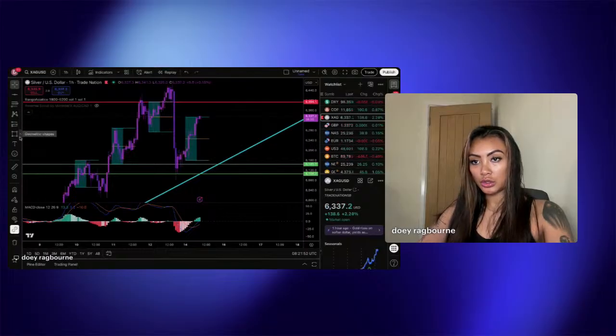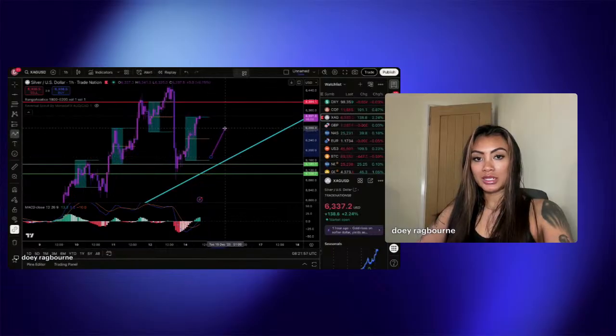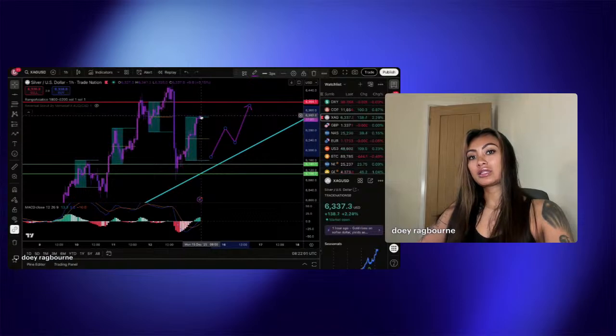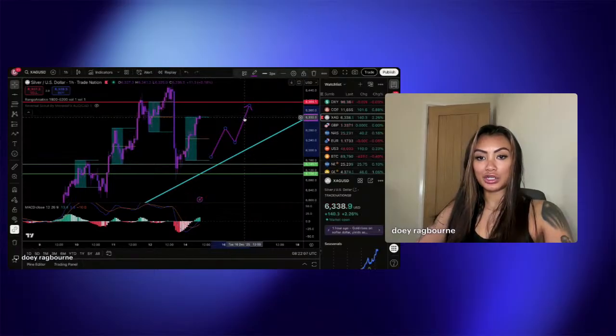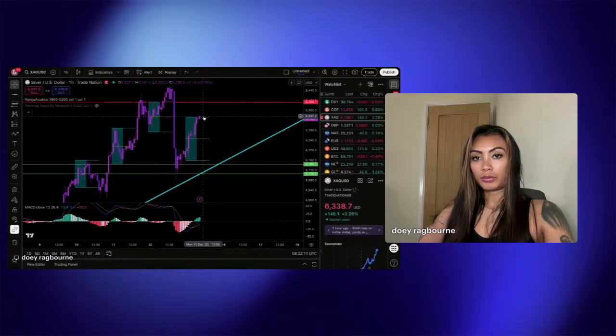So let me just show you a quick diagram of what I mean. We extend, we pull back, we extend. Right now, you can see we're in the extension. It'd be quite risky just to take a buy. It's not to say that it's not just going to keep pushing up, but I would probably prefer for it to pull back a little bit.